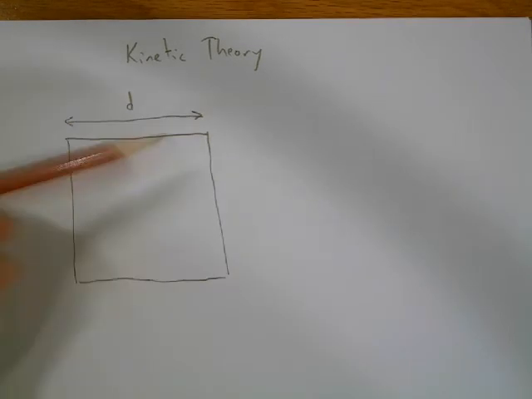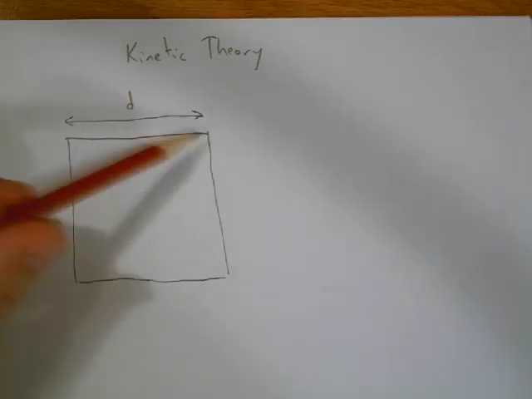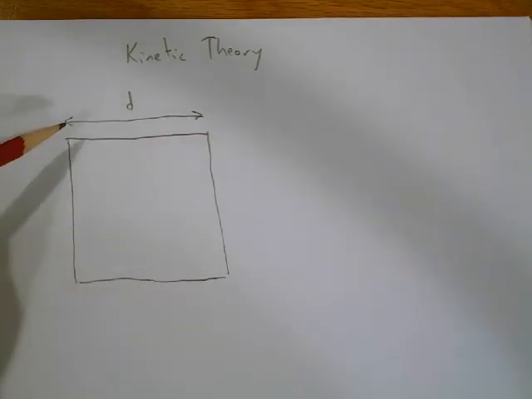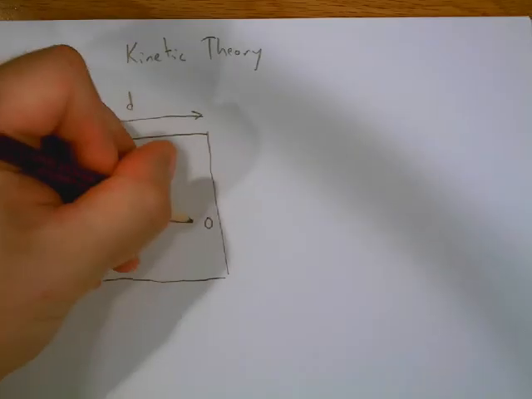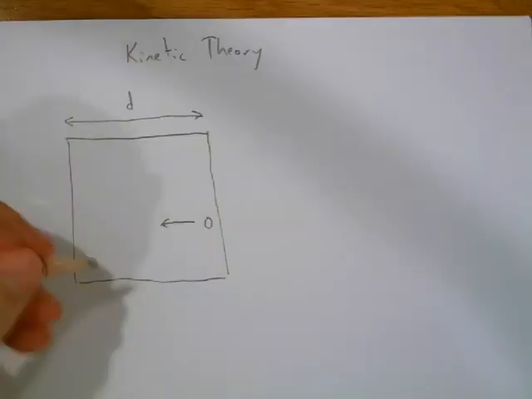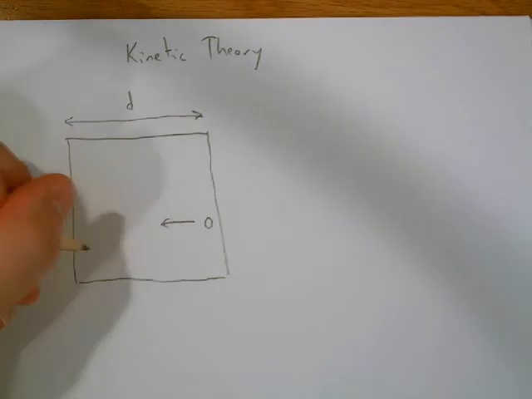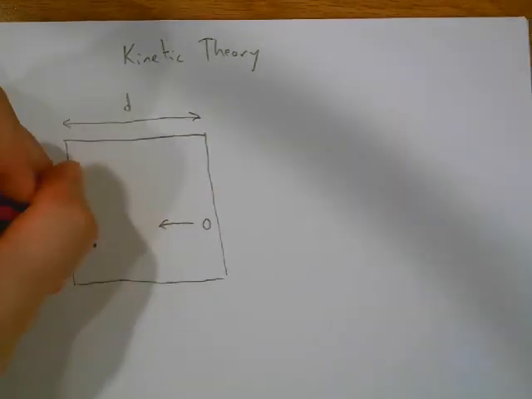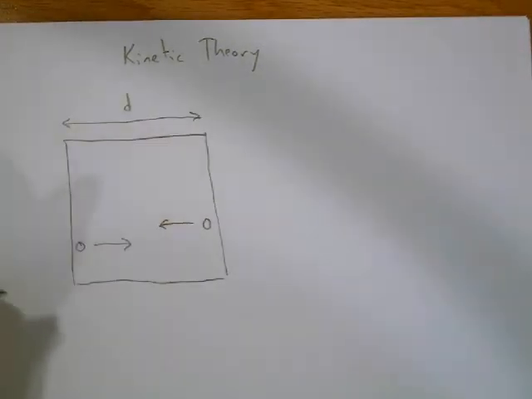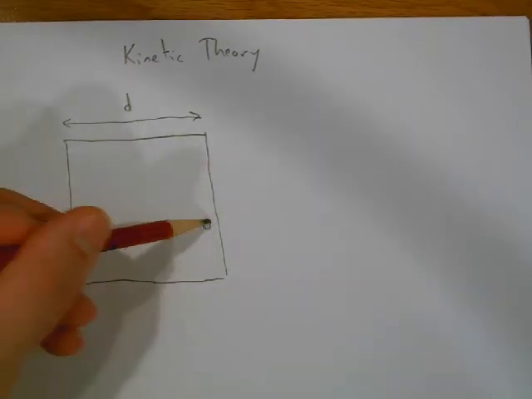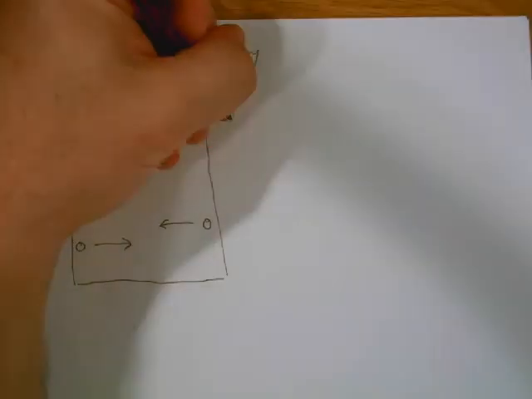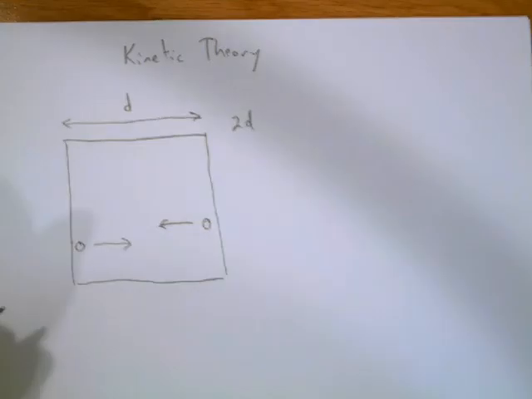So imagine we have a cube. Each side of the cube is d, so it's d by d by d. There is one single molecule. Why do we only talk about one molecule? Just to make it simple to start. This molecule is moving in the x direction, and it bounces off the side, and it comes back, okay? And it's moving at a certain speed. So, if this molecule moves there and back, the distance it will have traveled is 2d.